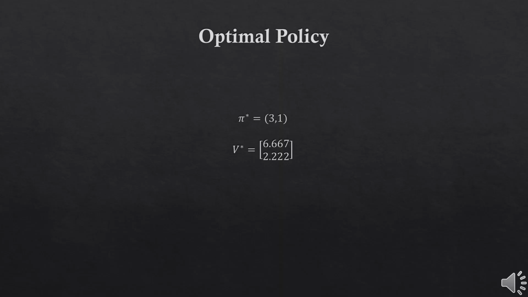The final result of policy iteration is the optimal stationary policy. The optimal decision is to choose action 3 whenever the process is in state 1 and action 1 whenever it is in state 2. The corresponding value function indicates the maximum expected discounted reward achievable from each state. An important observation is that the algorithm reached this solution after only a small number of iterations, demonstrating the efficiency of policy iteration for solving Markov decision processes.